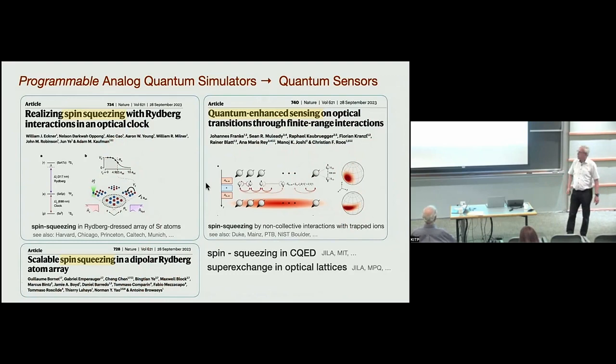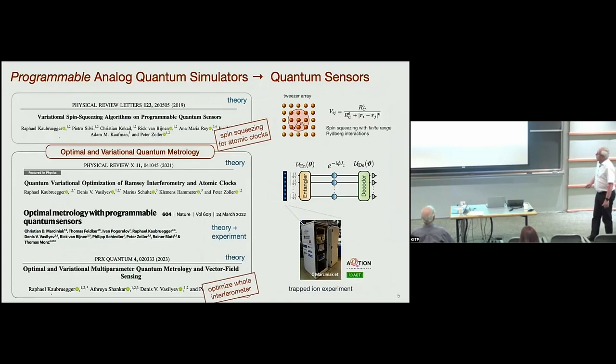And so this is setting the stage for thinking about how we can use this to, at the end, really go beyond spin squeezing and maybe eventually get close to what we call the optimal quantum sensor, using these ideas as a toolbox. And we wrote a few papers the last few years. The first one was inspired when I visited Chilla, and Adam Kaufmann was talking about, oh, I got my Rydberg interactions, but they're finite range.